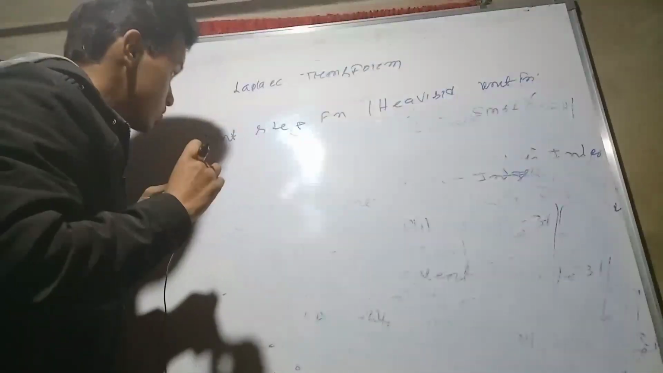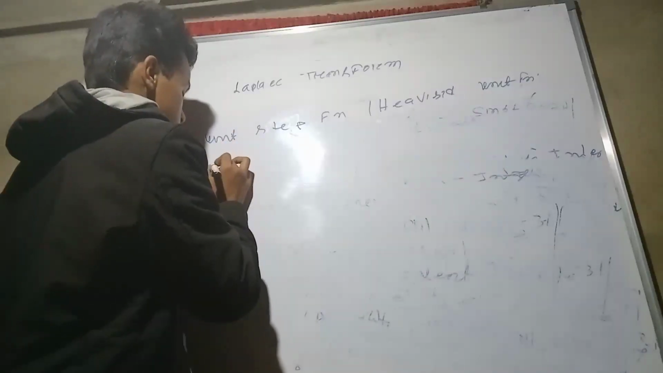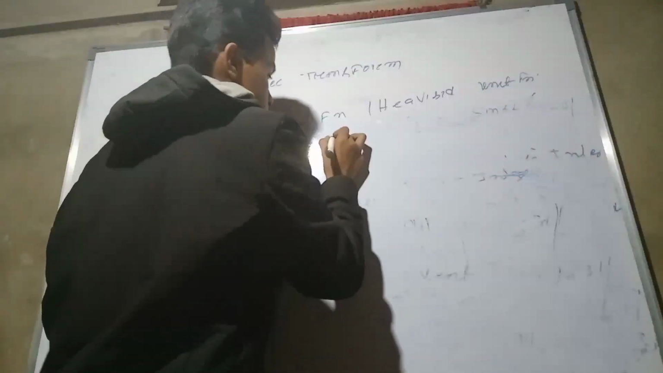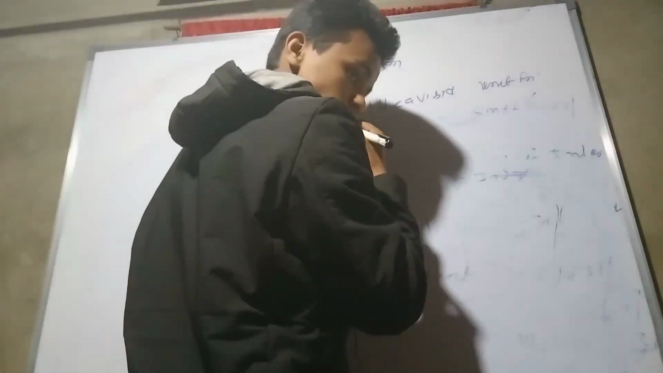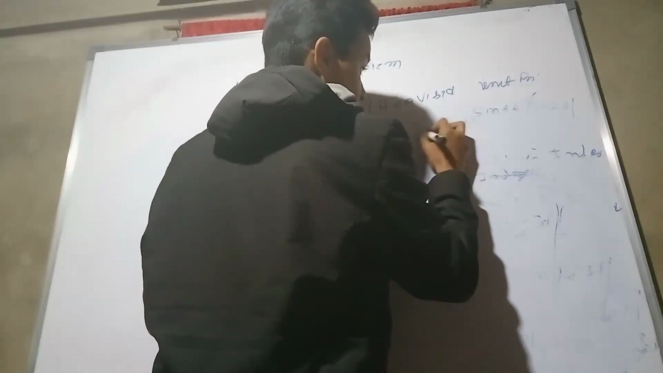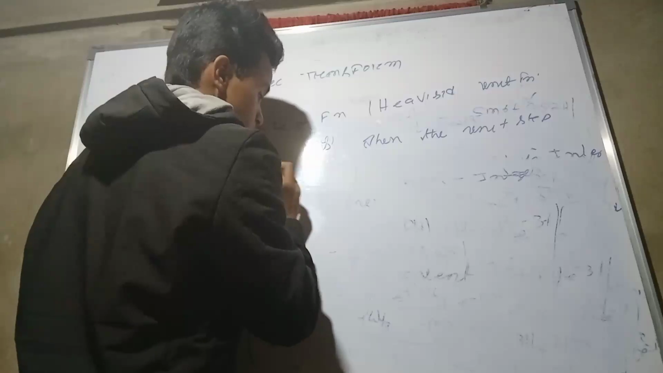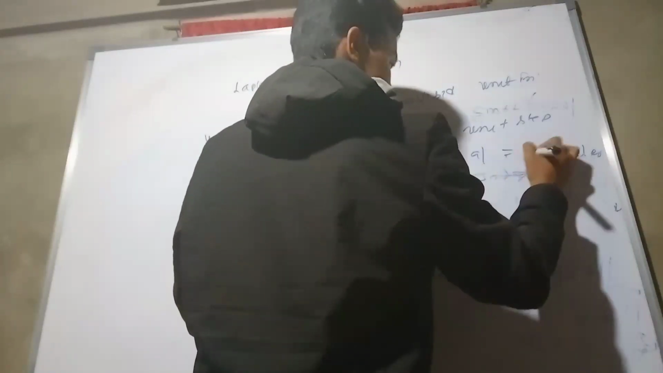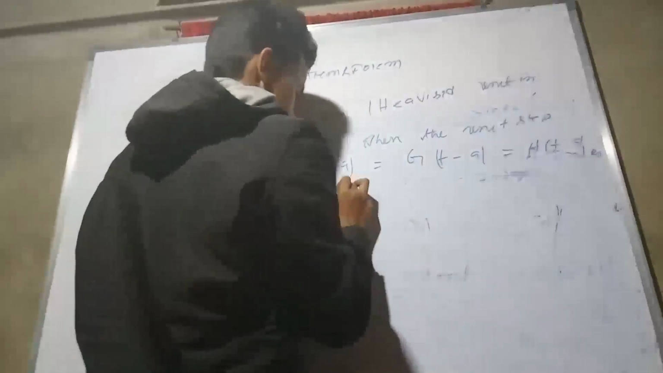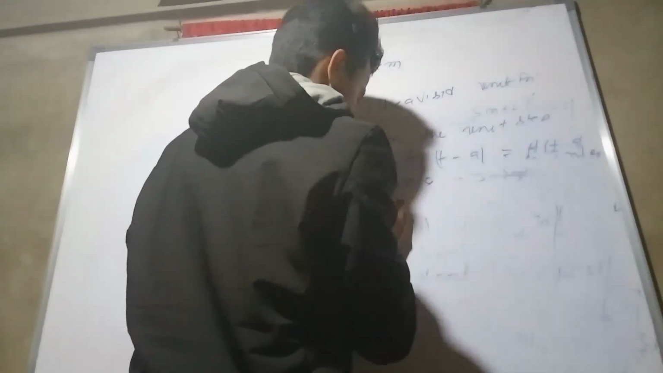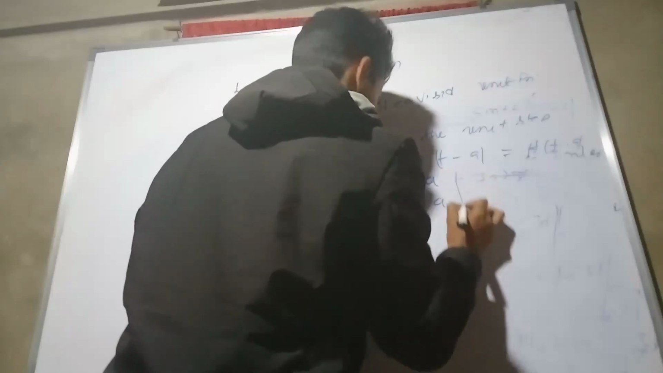Okay, what we have to do in a Heaviside unit function: if the Laplace transform of f of t is equal to F of s, then the unit step function u(t minus a), or g(t minus a), or h(t minus a), is defined as equal to 0 for t less than a, and 1 for t greater than a. Okay, that is our definition.